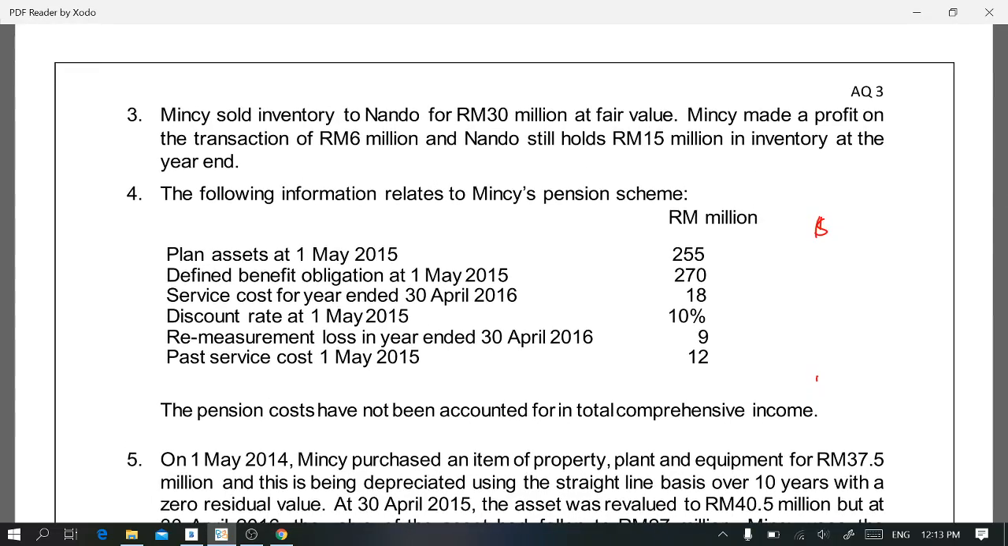Mincy sold inventory to Nando. Parent sold to subsidiary 30 million. The mincy made a profit on the transaction of 6 million.